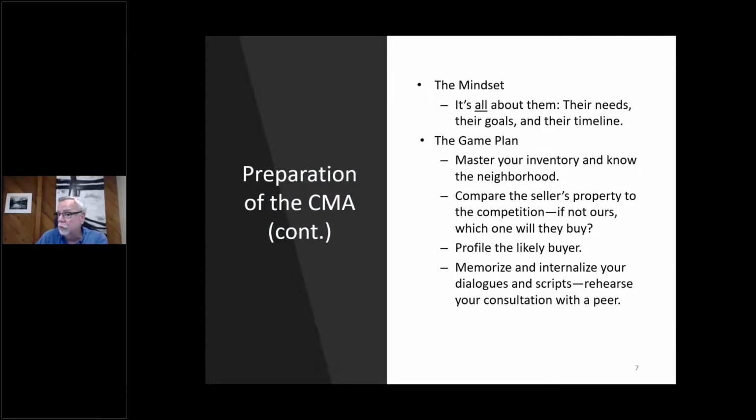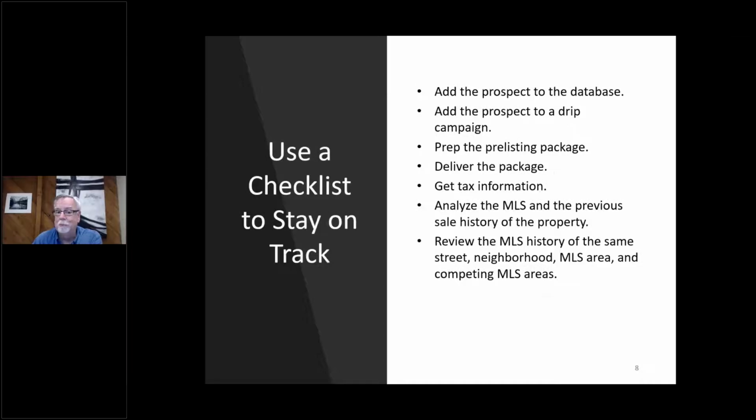So one of the things you're going to want to know is the inventory, and you're going to have to be able to compare their property to the competition, and you need to have an idea what the likely buyer is going to be, and you might want to practice some of the scripts and things like that. Now, if you're using KV Core, which is the program that EXP agents use, and there are others, you might want to put them into the system, right? Add them to your database. You might want to launch a seller campaign. And sometimes we actually send them a pre-listing package in advance, which I'll talk about.